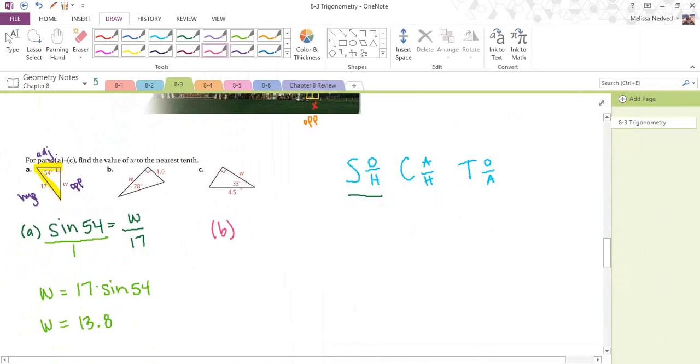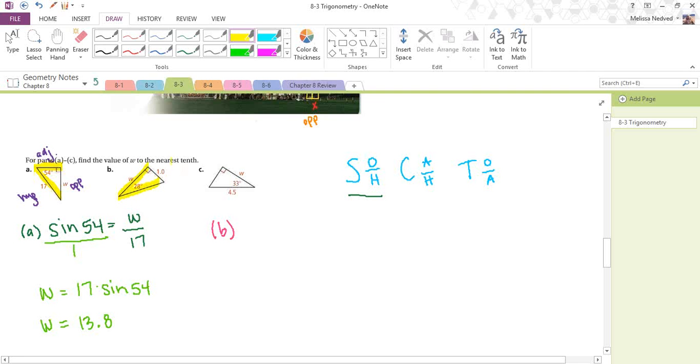Okay, let's try B. I'm going to have you do more of it this time. B, I'm looking for W again. Which angle do I know? We never pick the right angle. I don't know the angle measure here in this right-hand corner. I know the bottom left. So I'm going to highlight the bottom left.